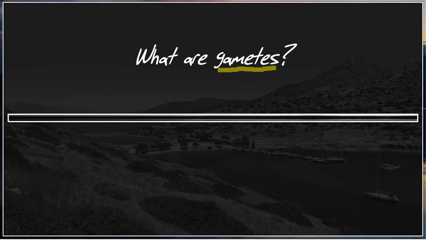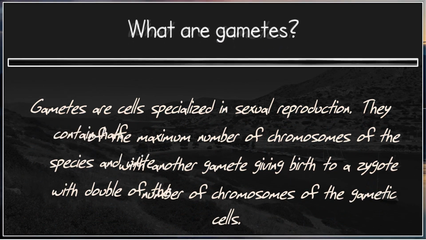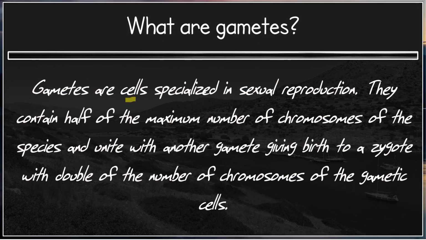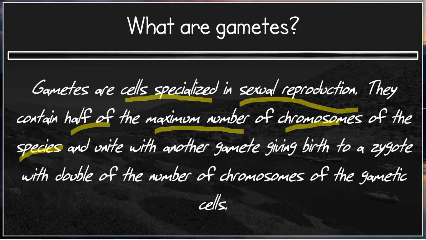What are the gametes? Gametes are cells specialized in sexual reproduction. They contain half the maximum number of chromosomes of the species and unite with another gamete, giving birth to a zygote with double the number of chromosomes of the gametic cells.